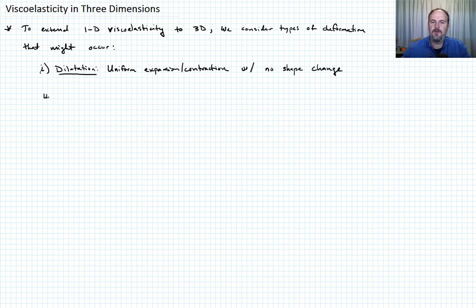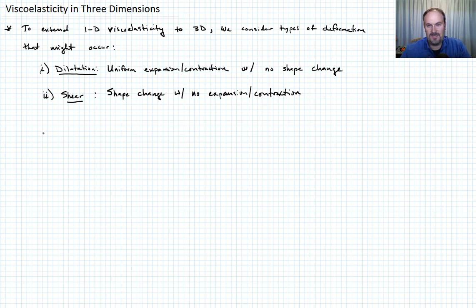The second type of deformation we could have is shear deformation, right? In the case of shear deformation, that's shape change with no expansion or contraction. So these are certainly topics that we've talked about previously. If you're thinking, well, maybe we can decompose the stress and the strain into the spherical and deviatoric components and capture both of those, you'd be absolutely right.